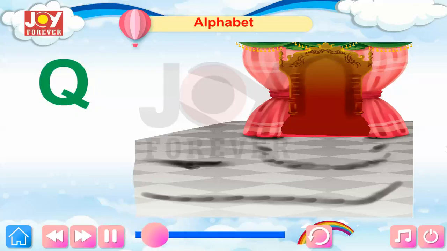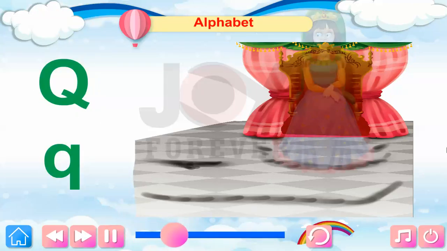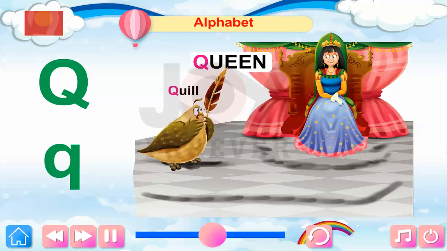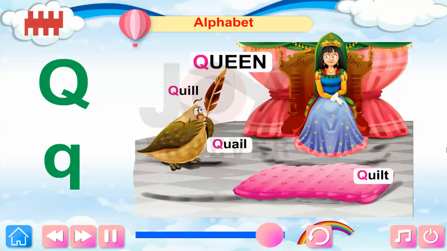Capital Q, small q. Q for queen. Q for quill. Q for quail. Q for quilt.